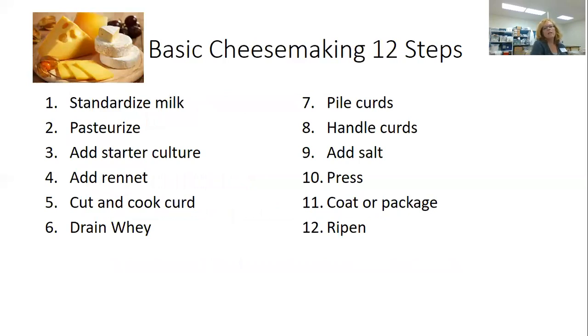So here are the basic 12 steps in cheese making. First, we want to standardize the milk. What does that mean exactly? Yes, you want grade A. You can use grade B also for cheese making.